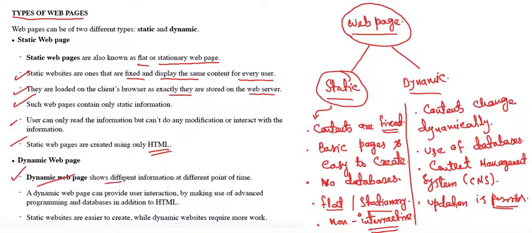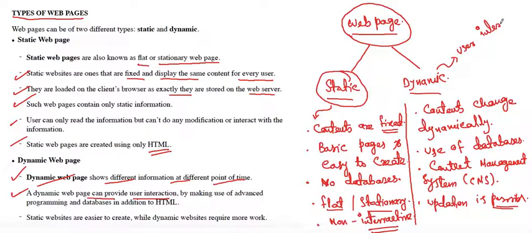Dynamic web pages show different information at different points of time. That means if I am accessing the website now, after 10 minutes or 15 minutes we can see a different content. The contents can change with time, or they can change based upon the type of the user who is accessing the web page or website. We can call these web pages, which change with time or for users, dynamic web pages. A dynamic web page can provide user interaction, because these web pages are user friendly.